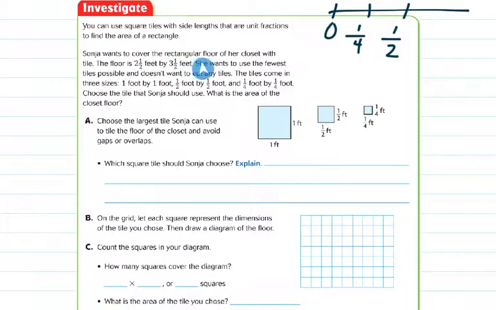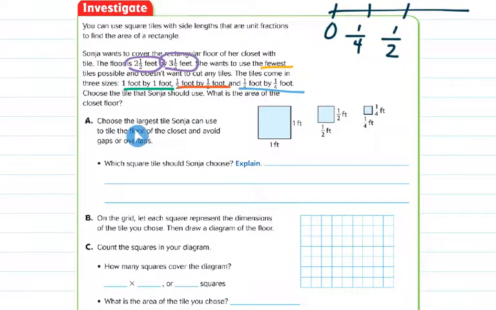Sonia wants to cover the rectangular floor of her closet with tile. The floor is 2.5 feet by 3.5 feet. She wants to use the fewest tiles possible and doesn't want to cut any tiles. The tile comes in 3 sizes: 1 foot by 1 foot, 1/2 foot by 1/2 foot, and 1/4 foot by 1/4 foot. Choose the tile that Sonia should use. What is the area of the closet floor?